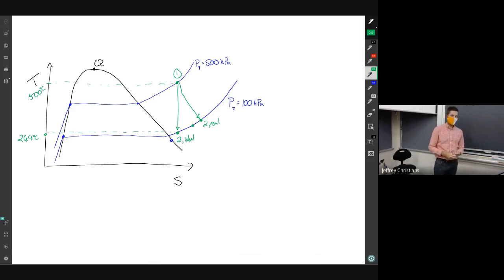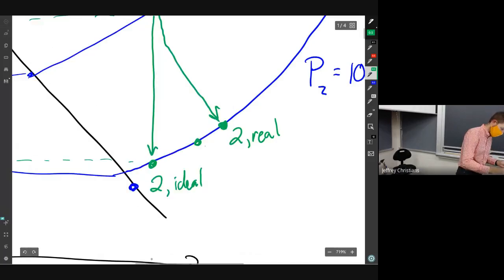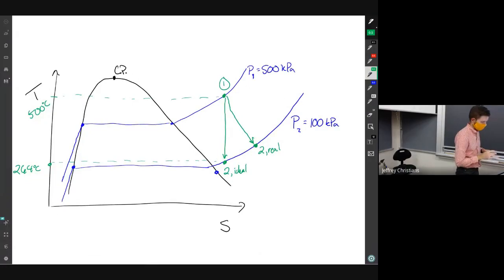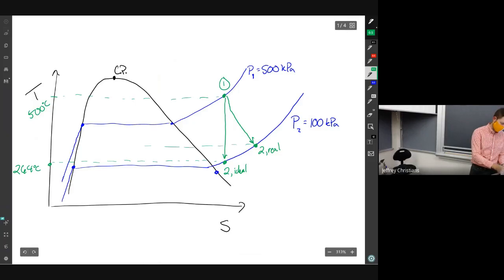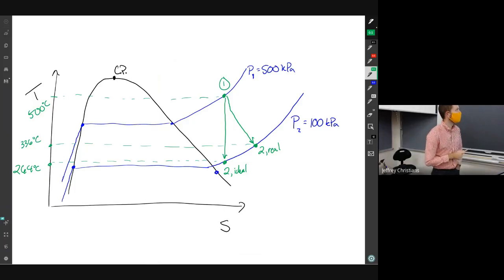Okay, so we're going to still go from that 500 kilopascal line down to the 100 kilopascal line. We're just going to be moving to the right as we do that. Let me erase that dot. Okay, and then if we took this over, then our temperature here would be 336 degrees Celsius.